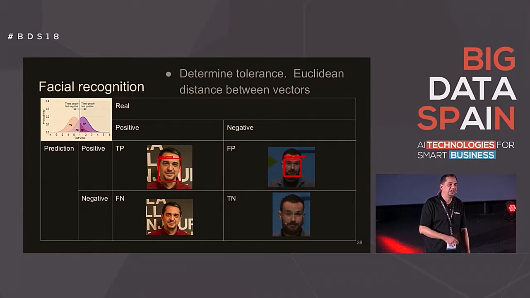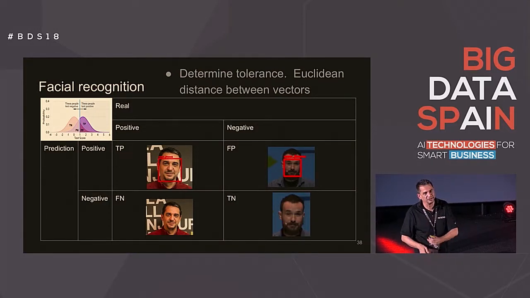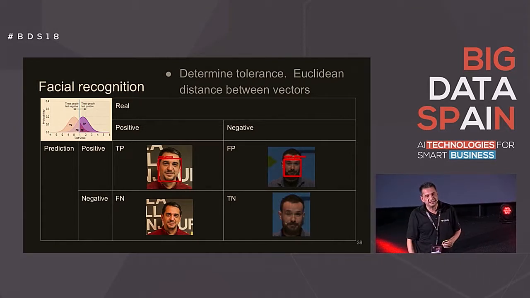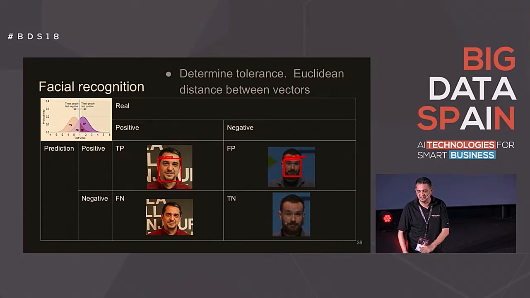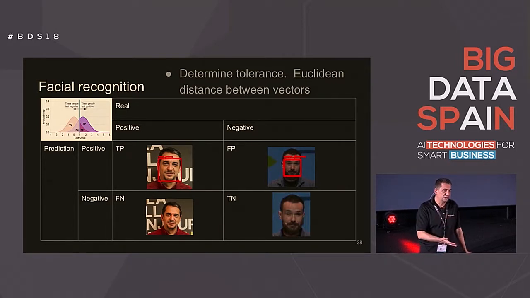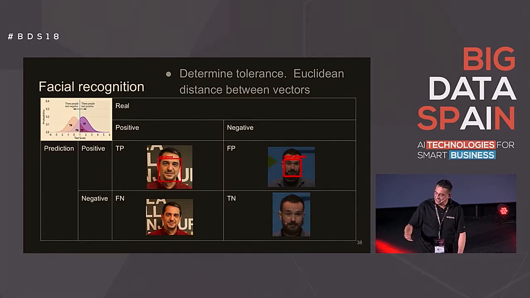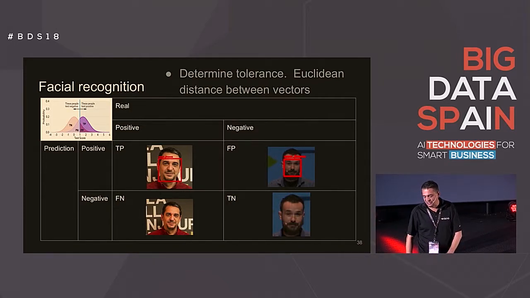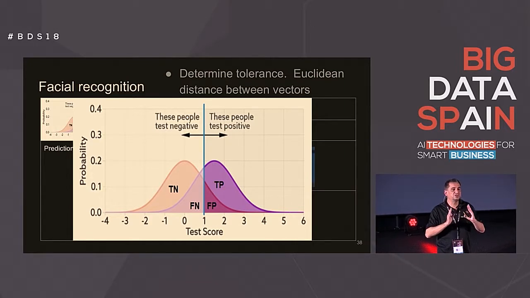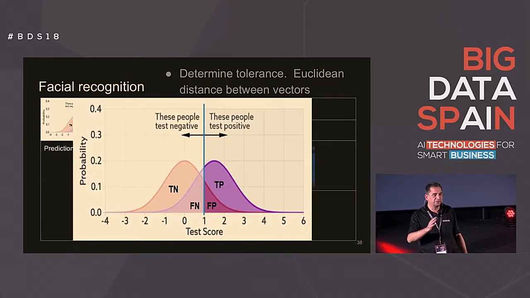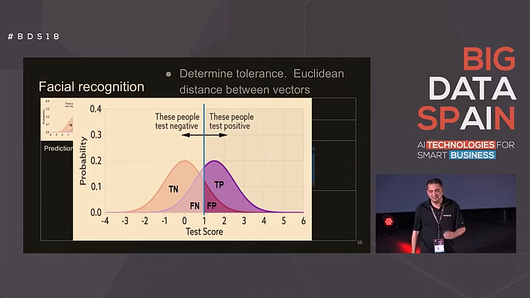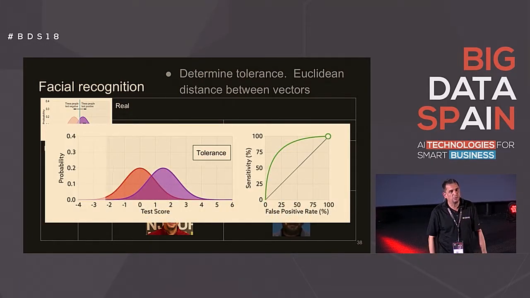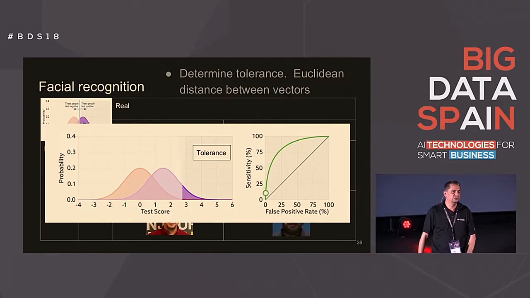In this case, you can obtain a true positive, the person is the one and is recognized; a false positive, the person is not the one but is identified like the person that I try to find; a false negative, the person is the one but is not identified; and a true negative, the person is not the person that I want to find and is not recognized as such. We use a tolerance to move the balance between true positive and false positive, and using this balance you can move the tolerance and move the ROC curve to obtain the result that you want.